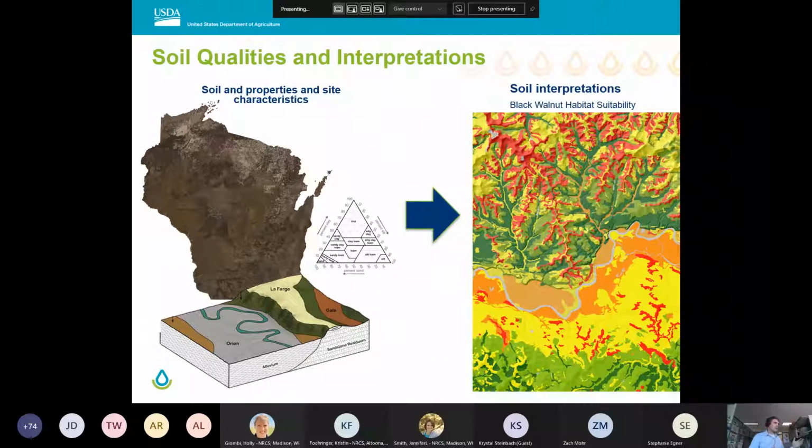So this figure over here on this slide shows you some soil properties. There's this block diagram showing where soils occur in the landscape. And we use that information to develop a conceptual model of what's good, what's bad, what's limited, what's not limited for different land use decisions. This example I have is an interpretation I've been working on, looking at suitability for black walnut tree habitat. And you can see some of the relationships with landscape position or soil types just in that snapshot of the Driftless Area.